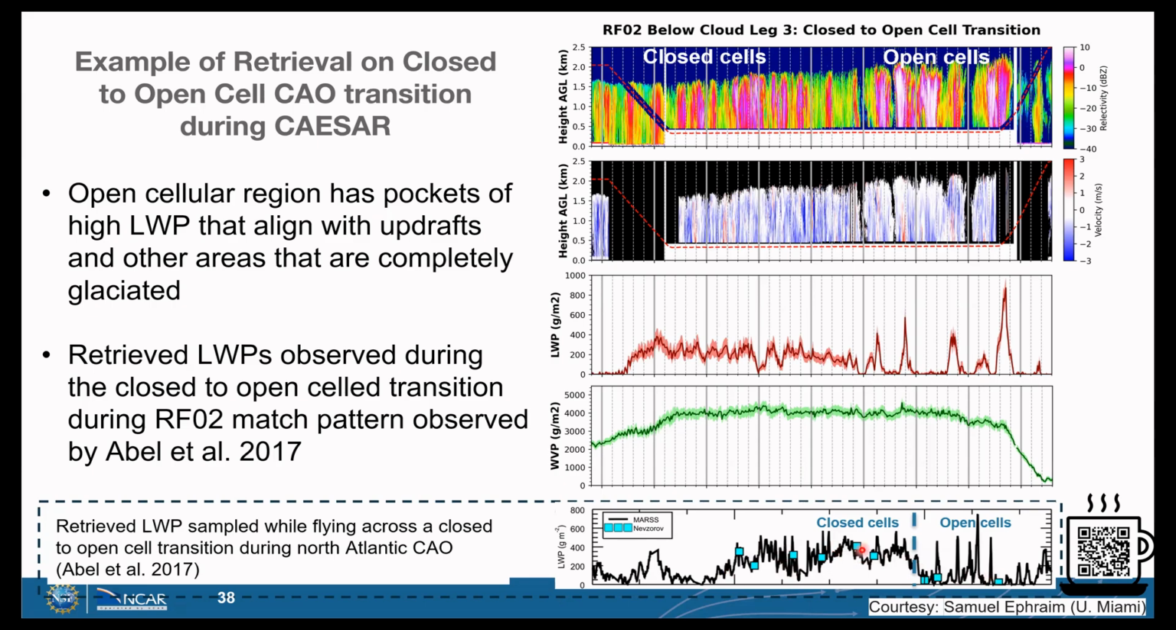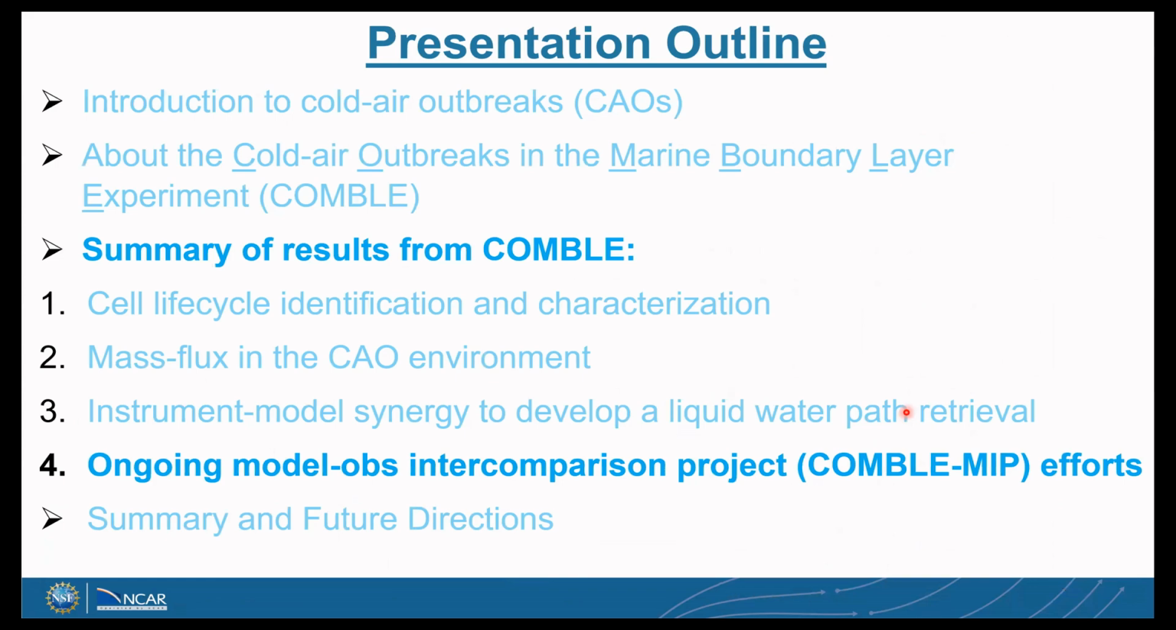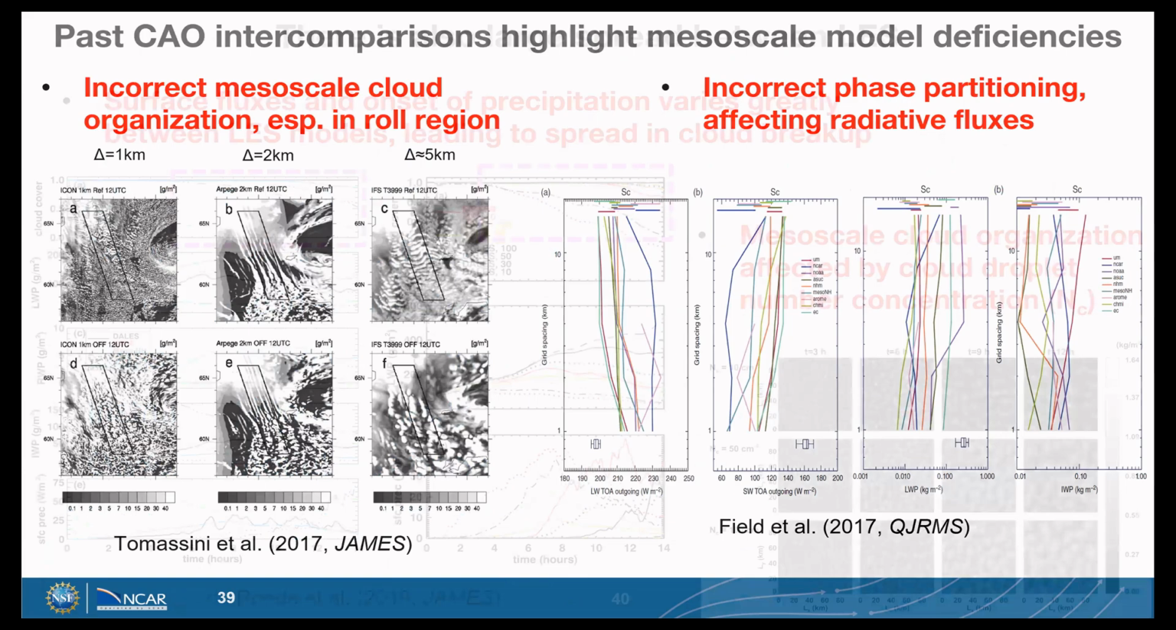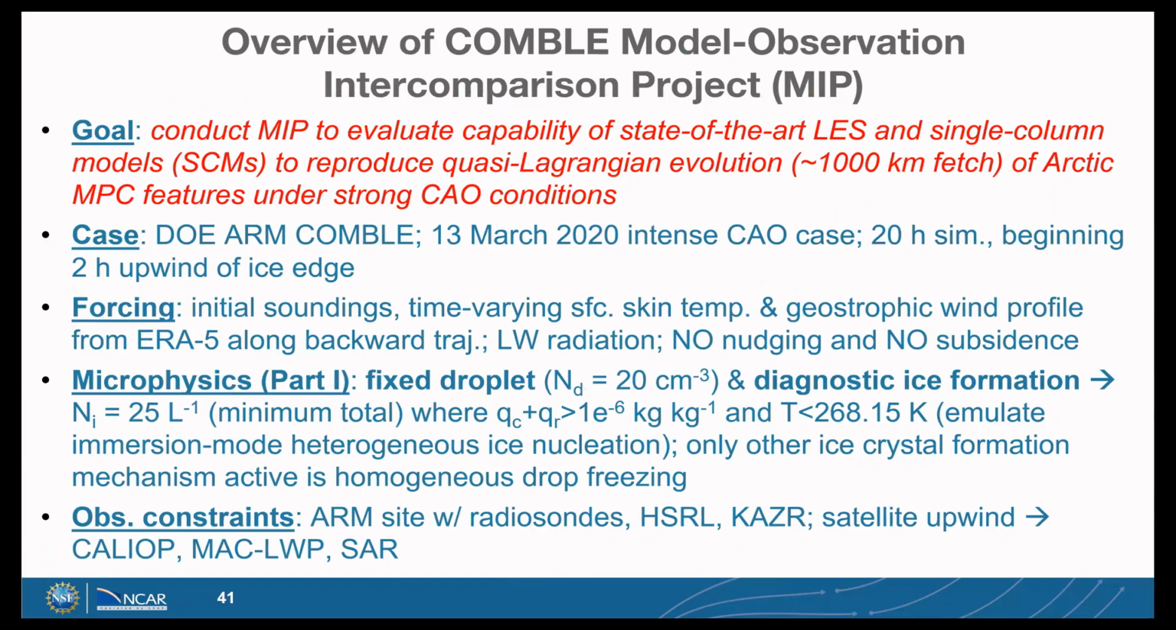So this is just an exciting way where we're able to use model outputs from COMBLE, and we could essentially enhance and refine this instrument algorithm, which is really an exciting avenue that I didn't necessarily expect initially when we ran the simulations. Okay, and then lastly, I have some ongoing results from this model observation intercomparison project. I'm gonna skip on this, to be honest. So yeah, an overview of this COMBLE MIP, as we call it, model observation intercomparison project.